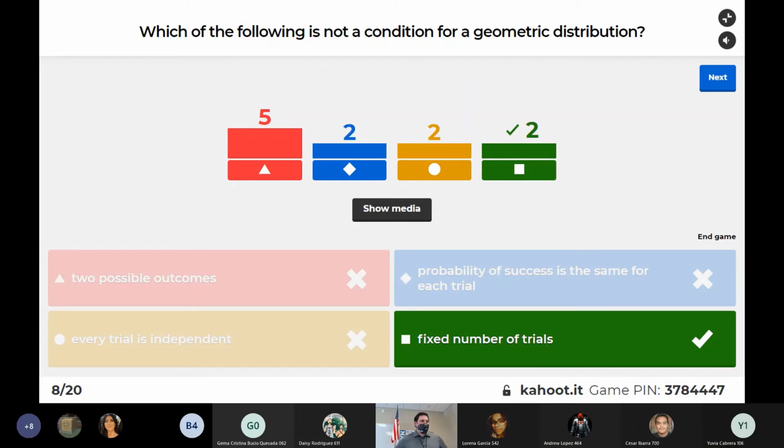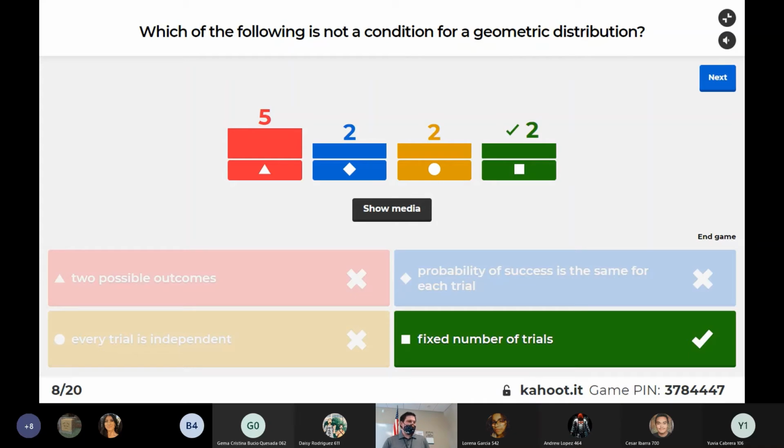All right, so the only one of these 4 conditions that is not needed for a geometric distribution is the fixed number of trials. And that is mainly because you use a geometric distribution and geometric probability to find the number of trials needed to get the first success. A geometric distribution can show the expected number of trials needed, right? So the other 3 conditions are all necessary. These 4 conditions are necessary for a binomial distribution.